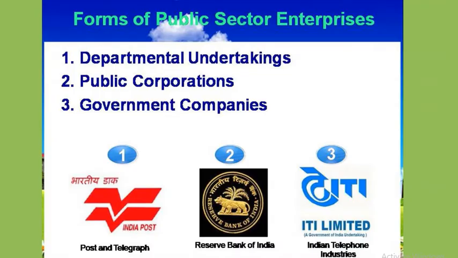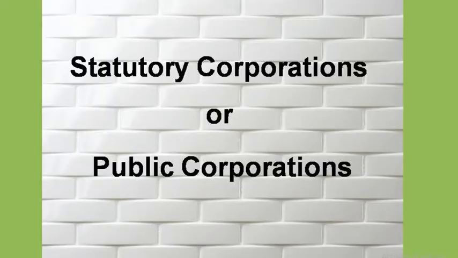So, there are three forms of public sector enterprises. We have already done the first form, that is departmental undertakings. Today, we will discuss the second form, that is public corporations. Now, what is the meaning of public corporation or statutory corporations? Both are same. Public corporations are public undertakings brought into existence by a special act of the Parliament.